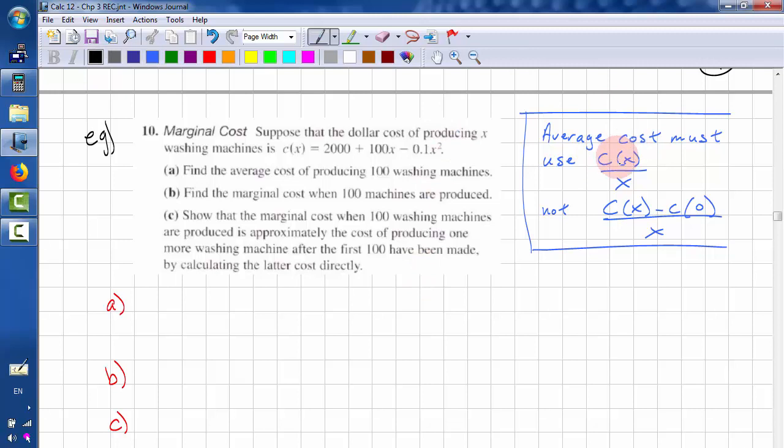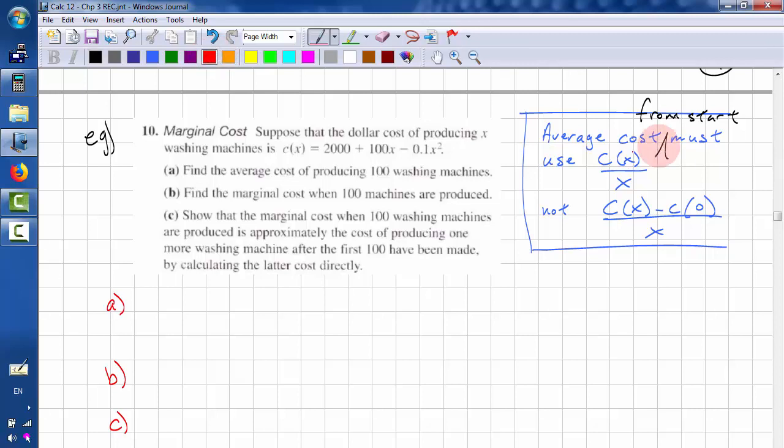And whenever we're doing the average cost from the start, we have to do C(x) over x, not C(x) minus C(0) all divided by x. This will ignore the starting cost of producing the machines, which is this constant value here. So this constant value must be taken into account in the average cost if you're going from the beginning.